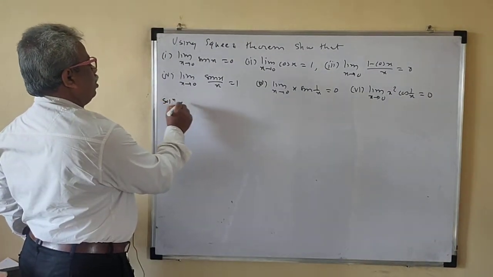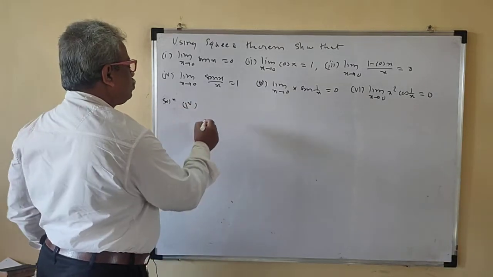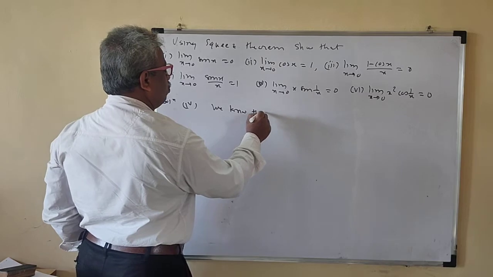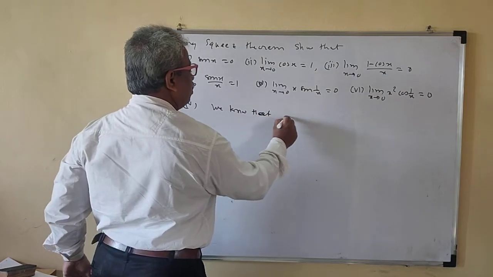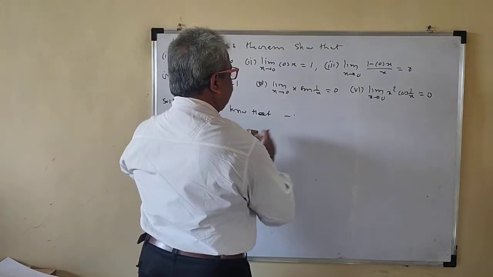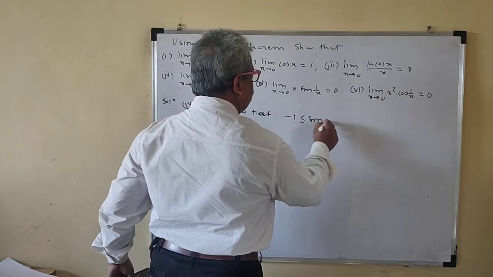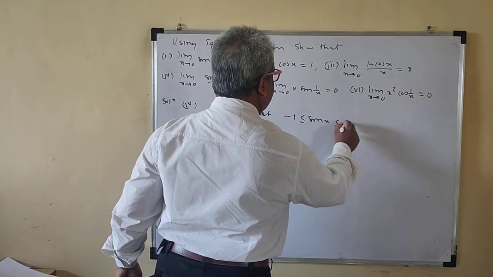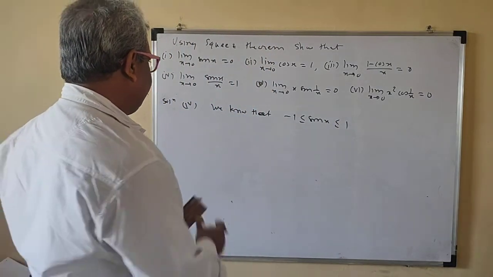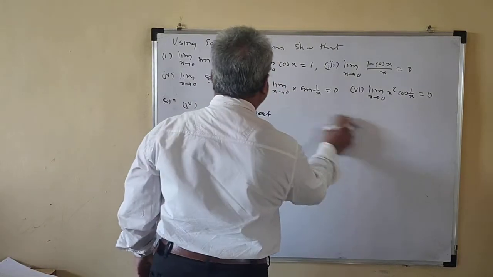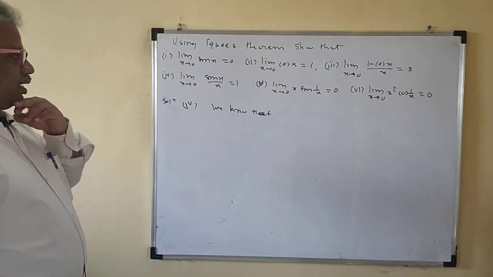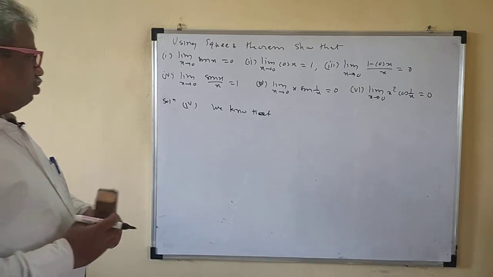Solution of the fourth one now. Okay, so we know that minus 1 is less than or equal to sin x, which is less than or equal to 1. It is useless here, because we have to divide by sin x. If x sin x were there, then that would work here. So this will not work.